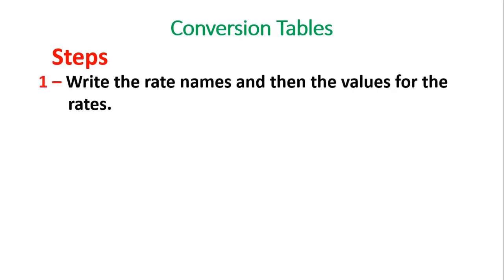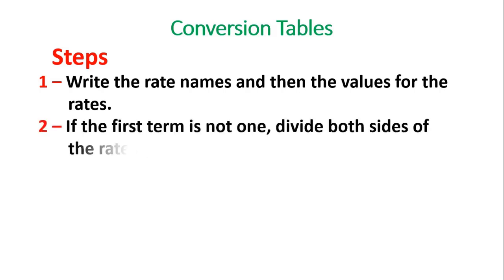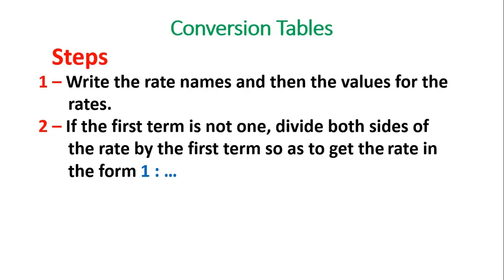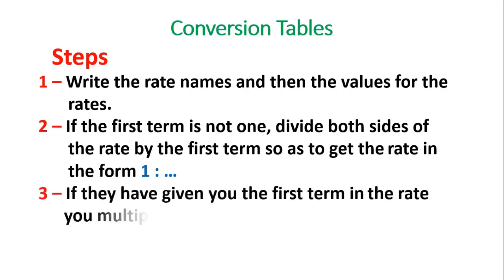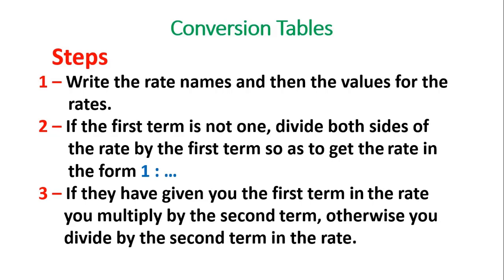When we're doing conversions or conversion tables, there are 3 steps that we need to follow. The first step, write the rate names and then the values for the rates. Step 2, if the first term is not 1, divide both sides of the rate by the first term so that you get the rate in the form 1 to something. Third step, if they have given you the first term in the rate, you multiply by the second term. Otherwise, you divide by the second term. And those are my steps. If you follow those, you shouldn't have any problem with conversion tables.